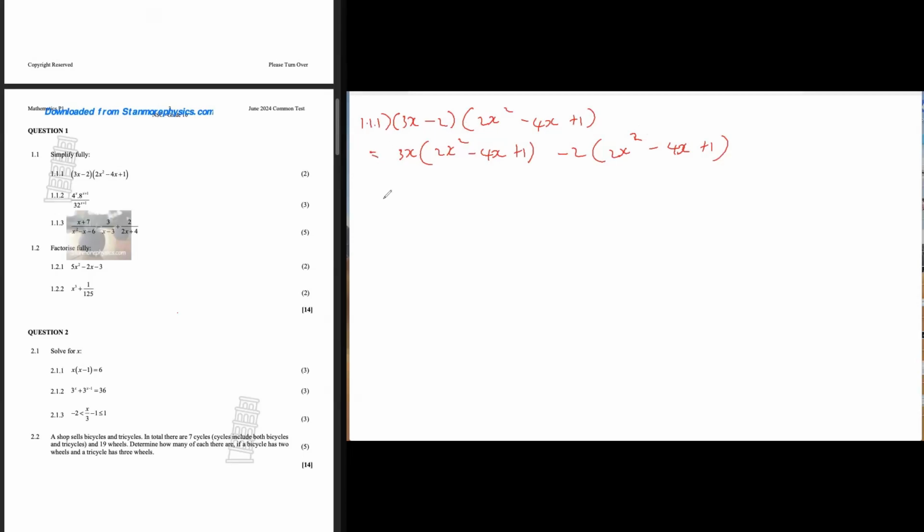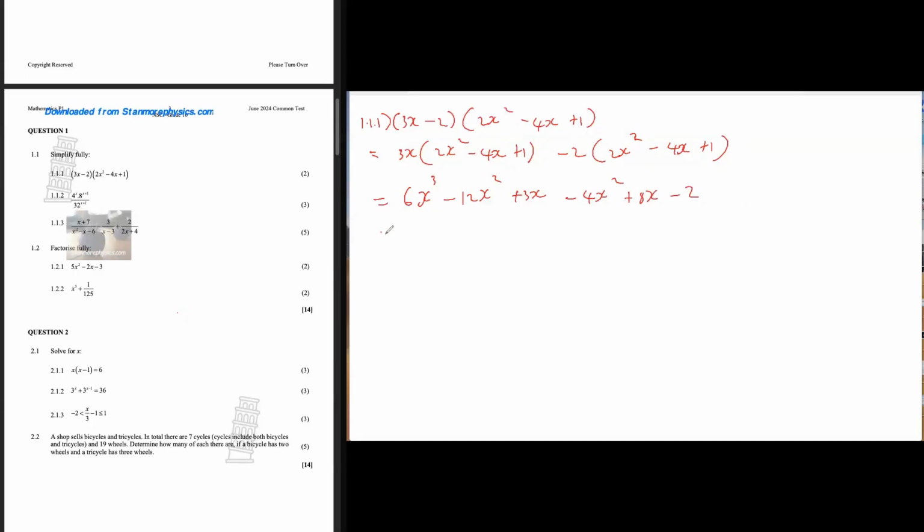Okay. So 3 times 2 is 6. X times x to the power 2 is x to the power 3 using exponent laws. Same bases, we are adding the exponents. We do the same. So positive 3 times a negative 4 is negative 12. X squared, again, 1 and 1. We add them up and get to the power 2. And then lastly, we get plus 3x. We do the same, yeah? Negative 2 times a positive 2, we're going to get negative 4x squared. Negative 2 times a negative 4, we're going to get a positive 8x. And then lastly, we get a negative 2.